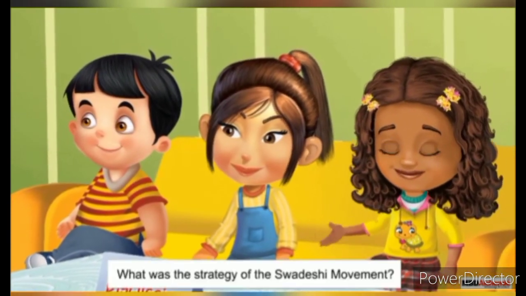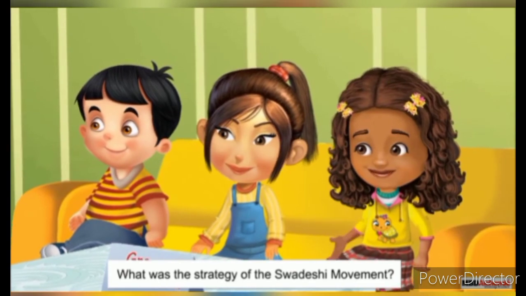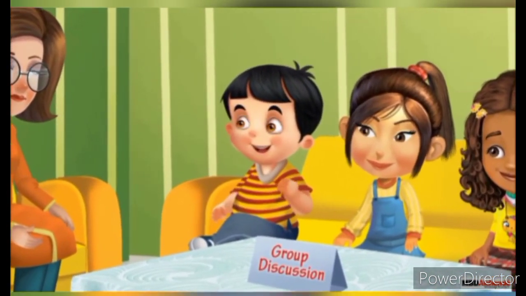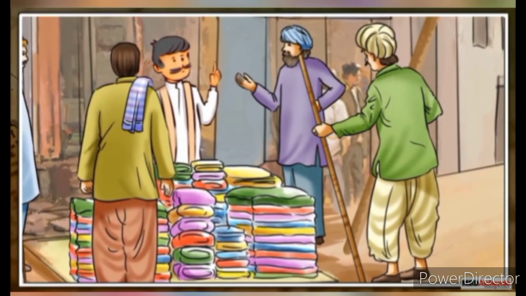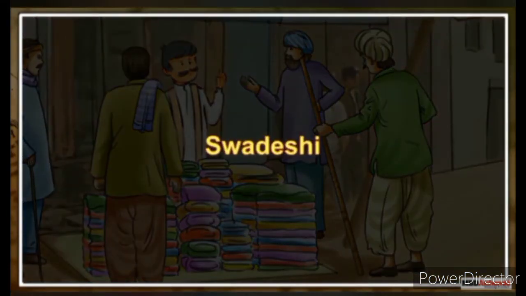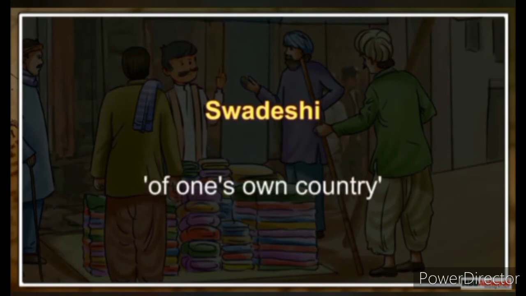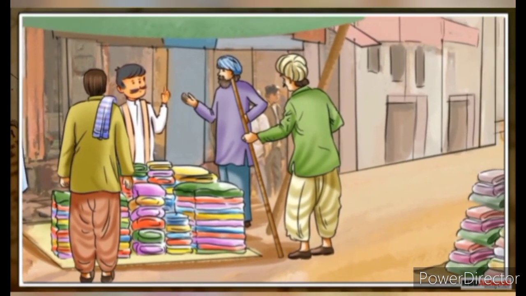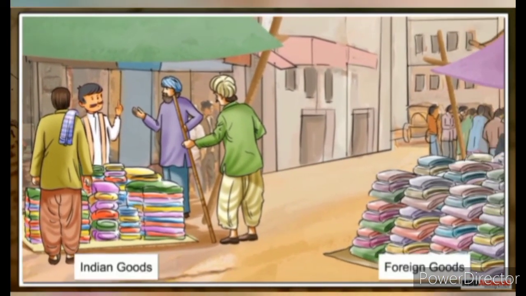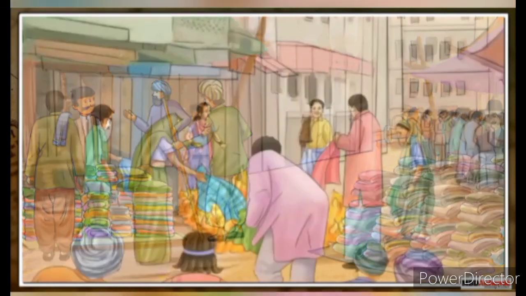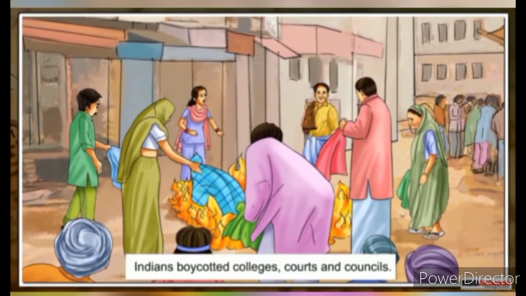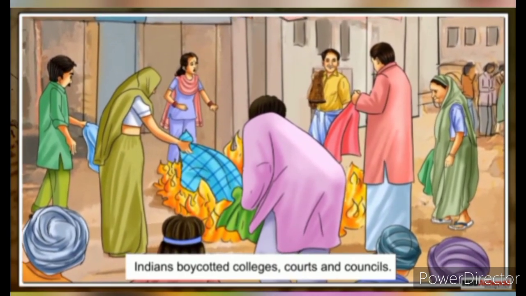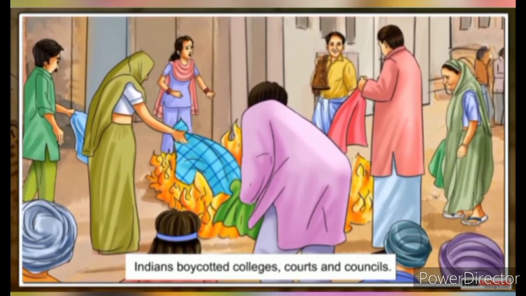My question is, what was the strategy of the Swadeshi movement? It is interesting to know the strategy of the Swadeshi movement. First, understand the meaning of this term Swadeshi. Swadeshi means of one's own country. Thus, to promote and revive domestic products and indigenous industries, people took an oath to buy only Indian goods and boycott foreign goods. Indians also boycotted colleges, courts, and councils to make British administration non-functional.